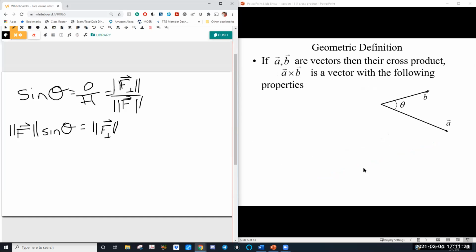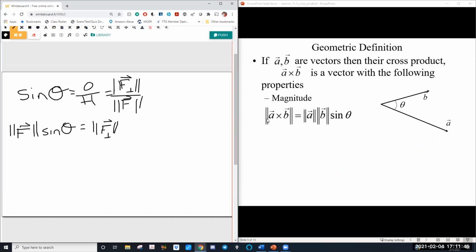So let's talk a little bit about the geometric definition. Cross product, like we talked a little bit about this last time. We use the X for cross product, the dot for dot product, and we know that they're vectors because of the little hats on top. So if we were doing A cross B, well, think about the properties.